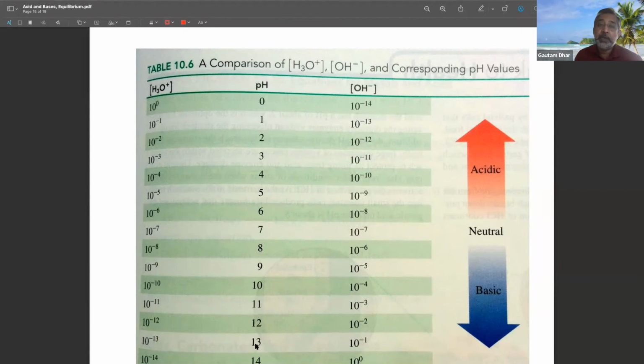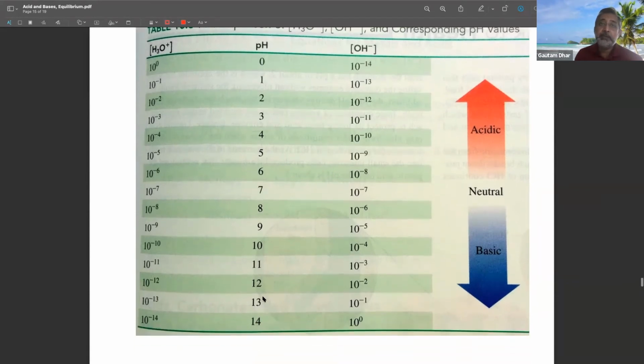Something very easy to make a mistake on, remember this: the pH basically goes in the opposite direction. If you increase the H3O plus, pH will decrease because there's a negative sign, that's why. Now, if you look at the OH minus, when the H3O plus goes down, the OH minus goes up, and the product is always 10 to the power minus 14. This is a nice chart to look at.